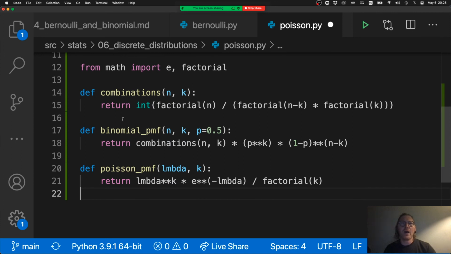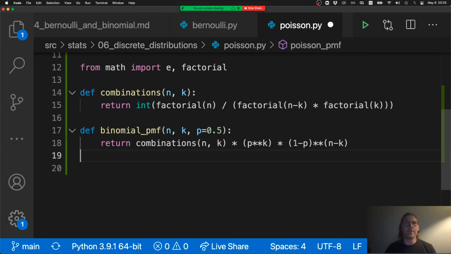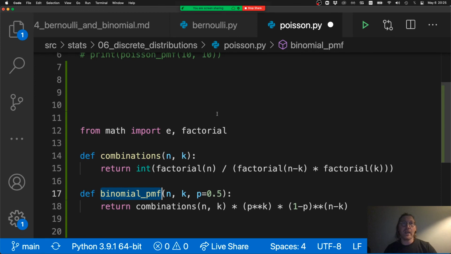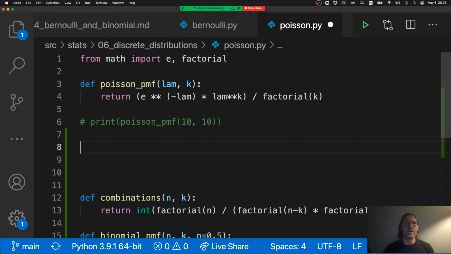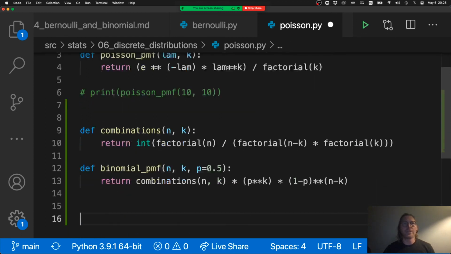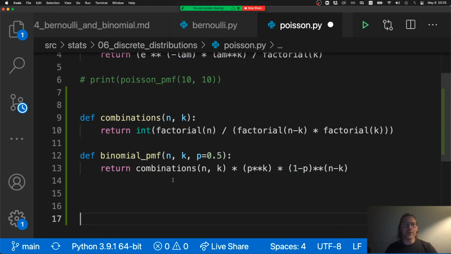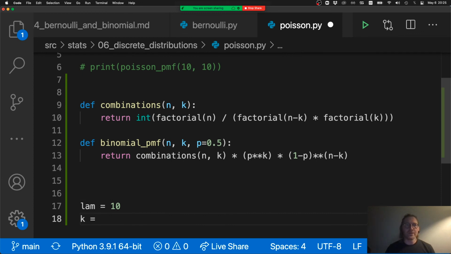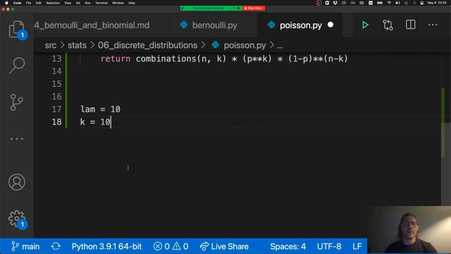So here we have the binomial PMF, and the Poisson PMF I already have, so I'll just go ahead and delete that one. Binomial PMF relies on combinations, and, sorry, we don't actually need that because we already imported it. We've got everything we need right here. Let's start with an n of 1. Let's say lambda is 10, k is also 10.